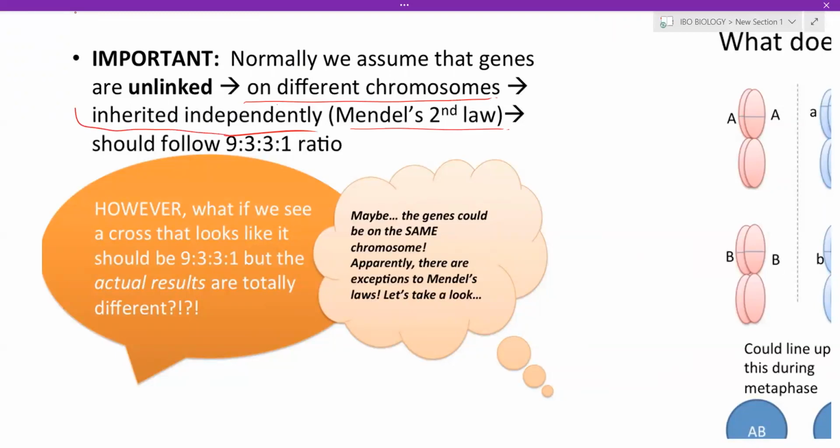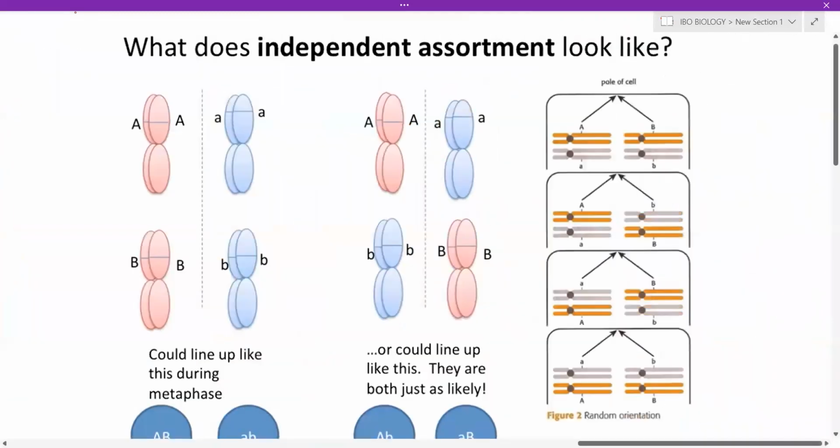Mendel's law of independent assortment is also known as Mendel's second law. In accordance with Mendel's second law, the genes are unlinked and they'll assort independently and follow this 9:3:3:1 ratio. But if you don't get this ratio, then that means that they are not assorting independently and the genes must be linked. If the actual results are different, maybe the genes are on the same chromosome. So there are exceptions to Mendel's law, and let's look at them right over here.